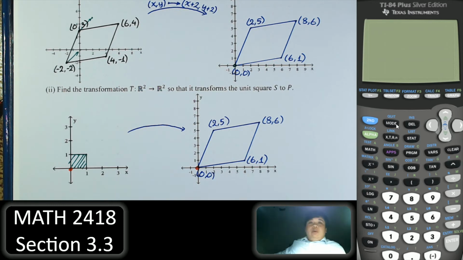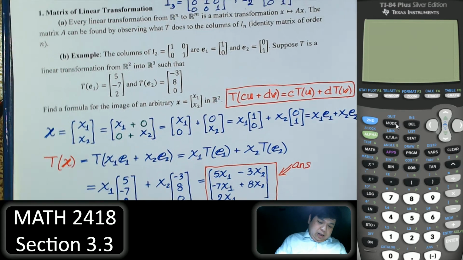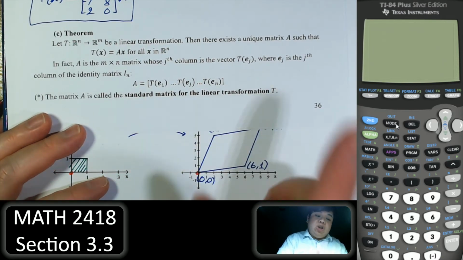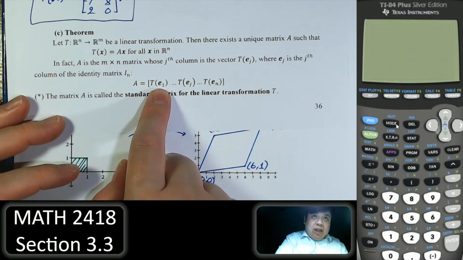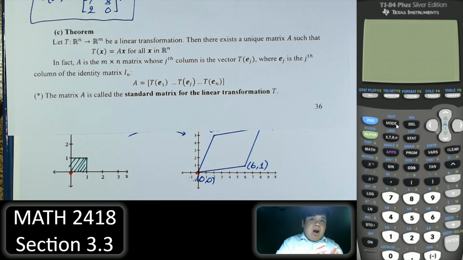Well, also in chapter 1, in section 3.1.9, right here, the theorem on page 36. It says that to find the standard matrix for the linear transformation, all we do is find the transformation T applied to E1 and E2 and so on, where E1, E2 are the column vectors of the identity matrix.